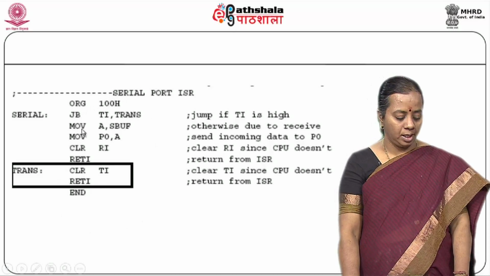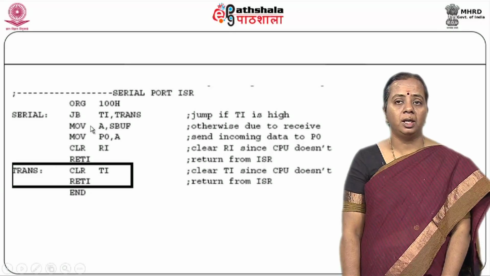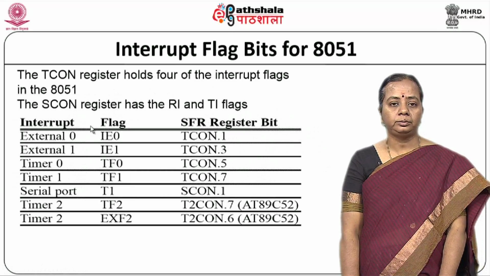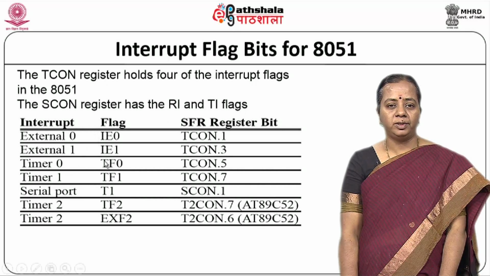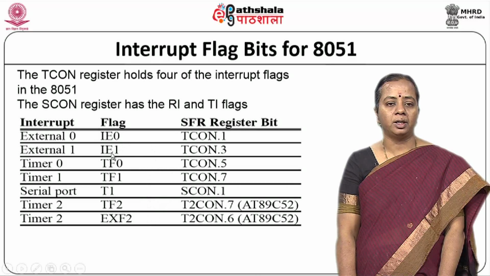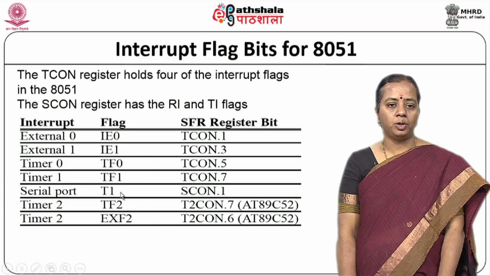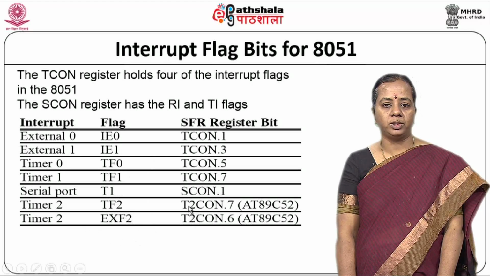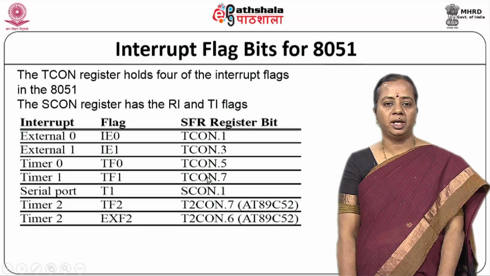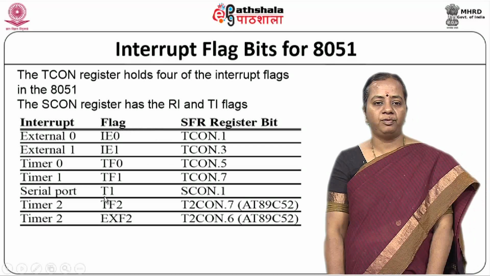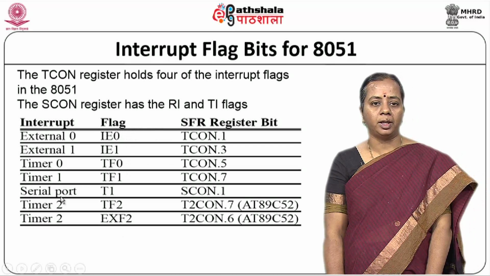This is the way the serial communication has been established with your interrupt. Now, when you are looking at the 8051 with your interrupt, these are the flag bits which will be very, very important: IE0, IE1, TF0, TF1, the serial port, and for timer 2, TF2. TF2 is for the 8052, the others are for the 8051. These are the flags which will be very, very important.